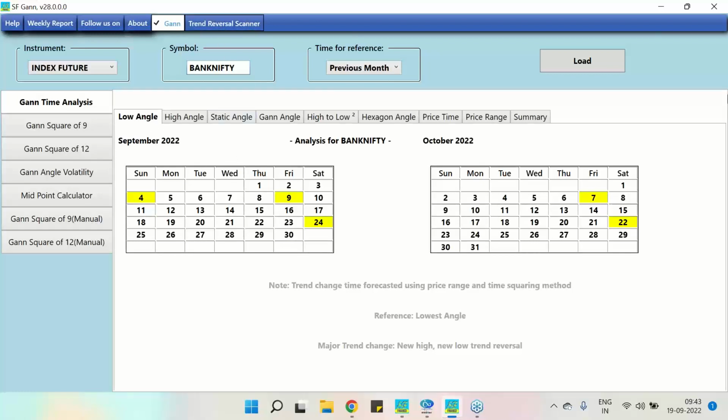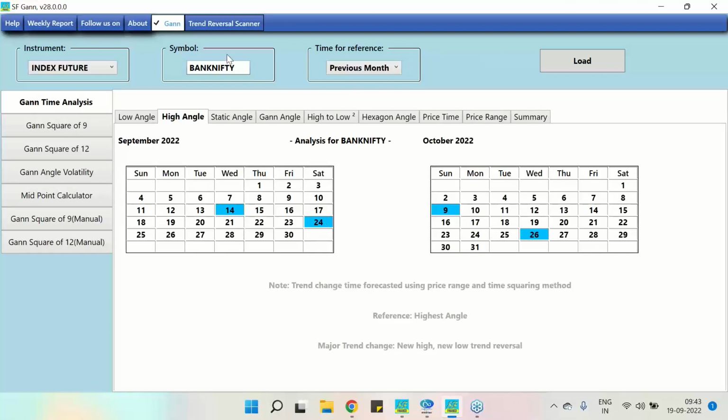So this is about the Bank Nifty. Bank Nifty has also shown a similar kind of performance. 4th it has worked, 9th it has not honored, 14th it has worked. 24th is the last trend reversal date for the month for the Bank Nifty. So we can see the trend reversal actions on 23rd or on 26th.